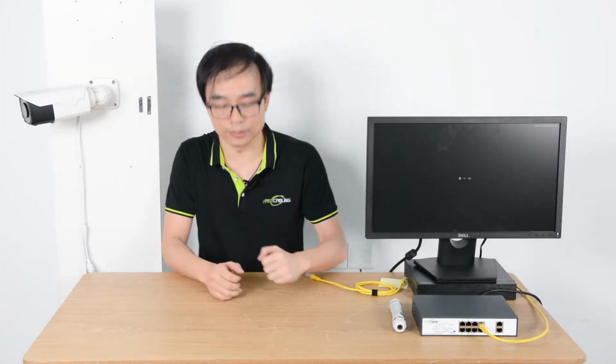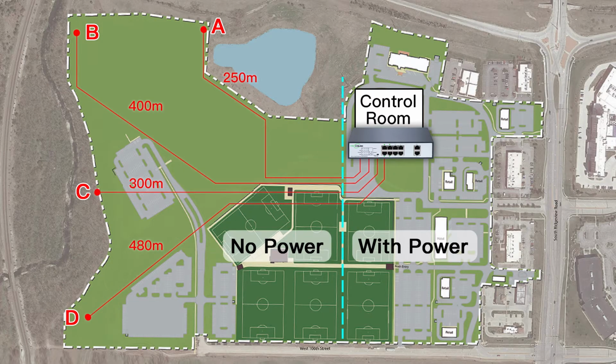Let's just take a look at this map. We've got points A, B, C, D at the left of the control room. There's no power available from the left, so no power network. We need to use PoE.